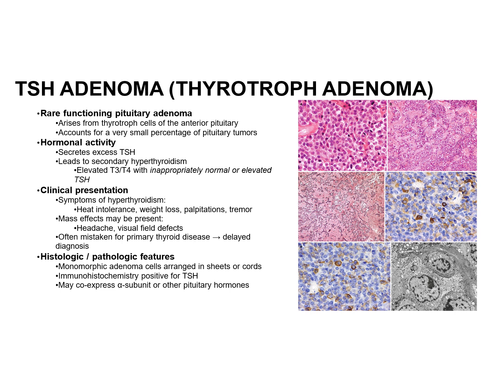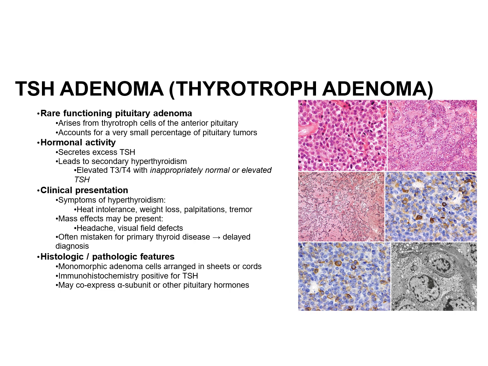TSH adenomas are rare, but they're extremely important conceptually because they break the rules of endocrine feedback. These tumors arise from the thyrotroph cells in the anterior pituitary and secrete excess TSH. Normally, if T3 and T4 go up, TSH should shut off, but in this case it doesn't. So the lab pattern you see is the giveaway: elevated T3 and T4 with an inappropriately normal or elevated TSH. That should immediately make you think this is not primary thyroid disease.